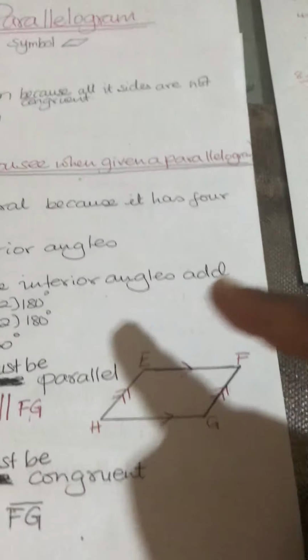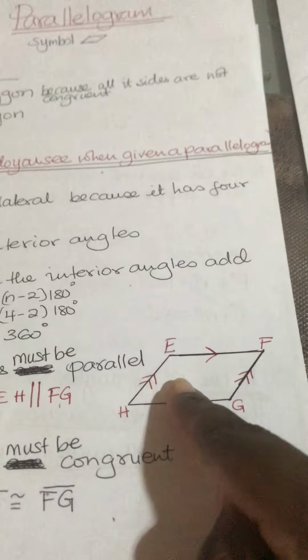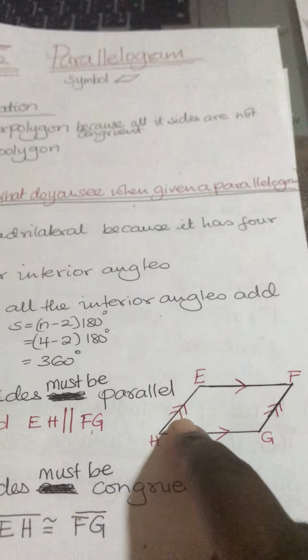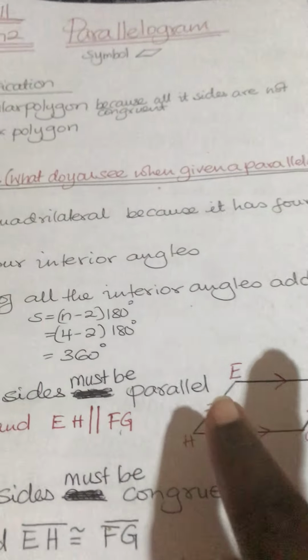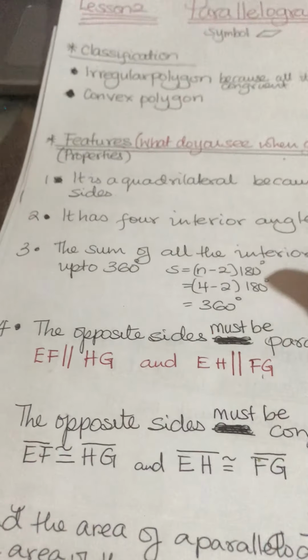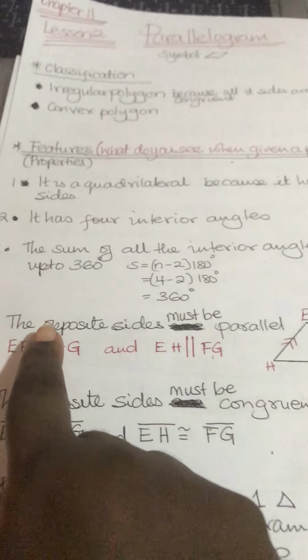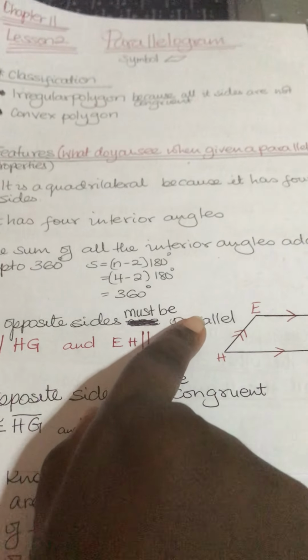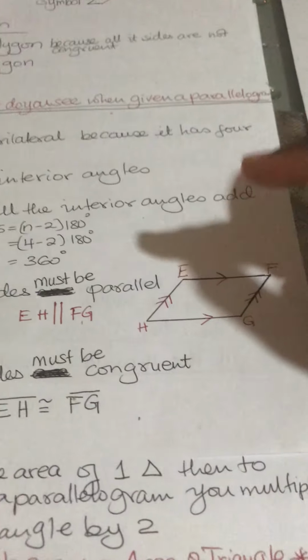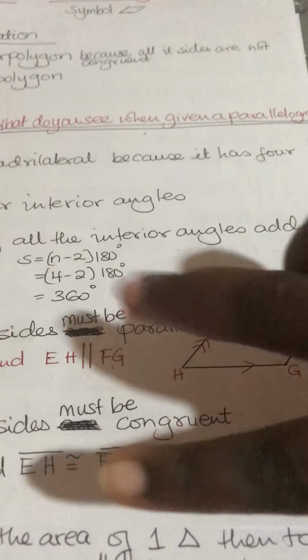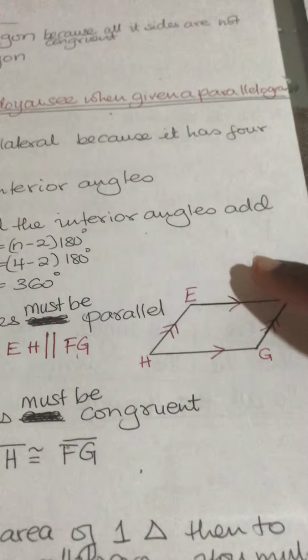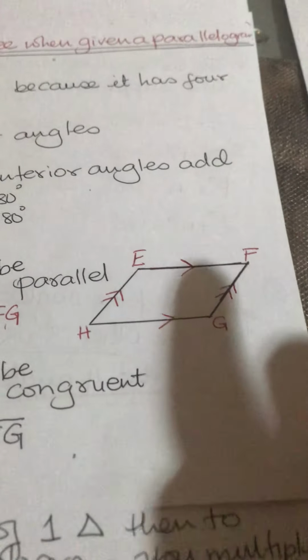Or when I cut the parallelogram into 2, you have 2 triangles. One triangle is 180, the other one is 180. 2 180s is 360, okay? We know that the opposite sides must be parallel. So in this parallelogram, parallel means the 2 lines cannot meet. So the opposite sides must be parallel.